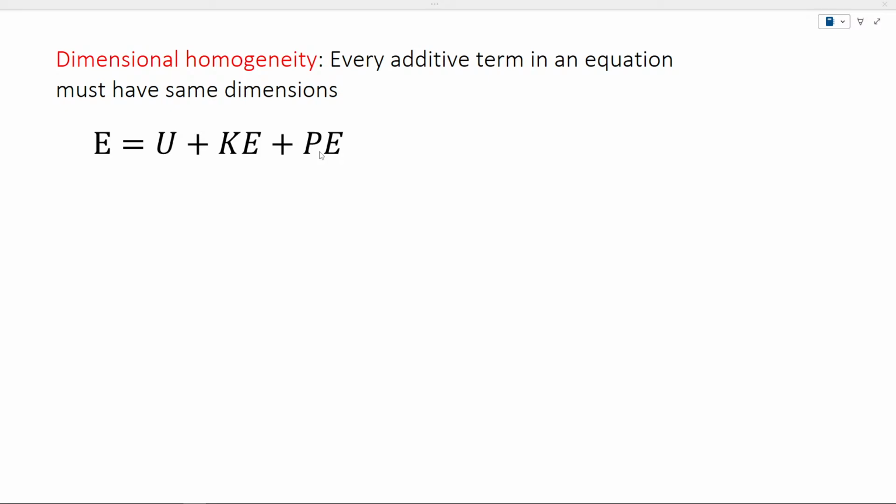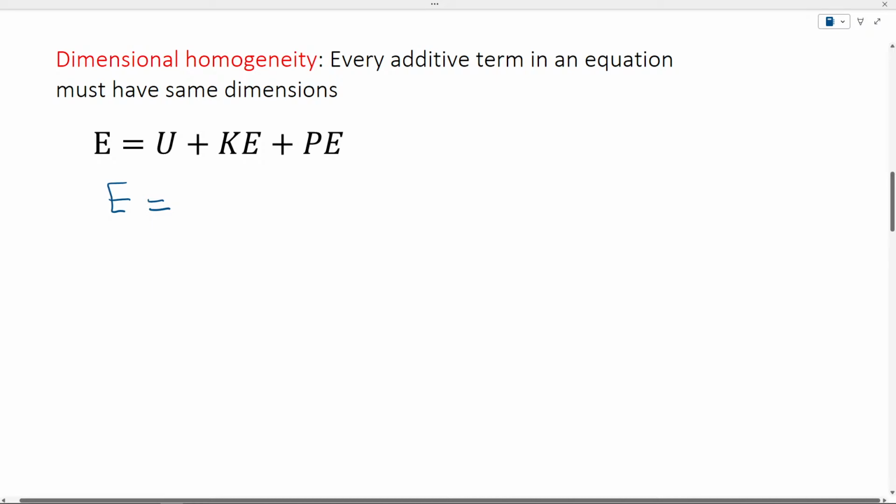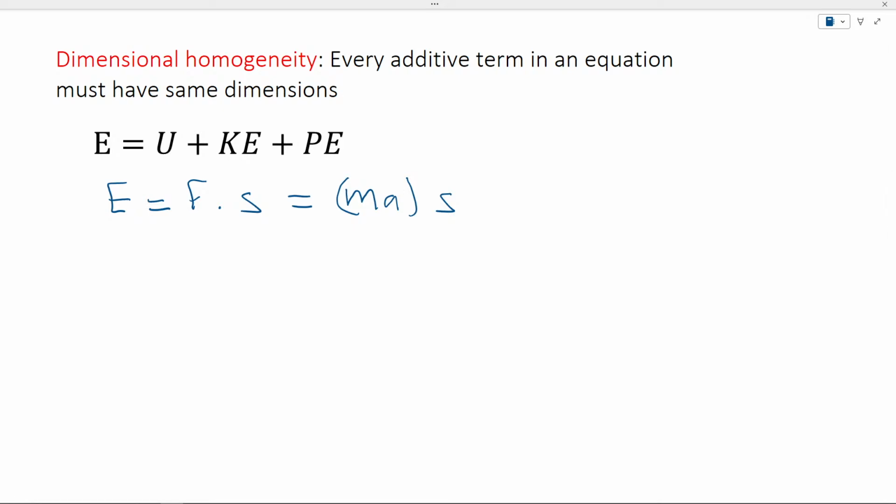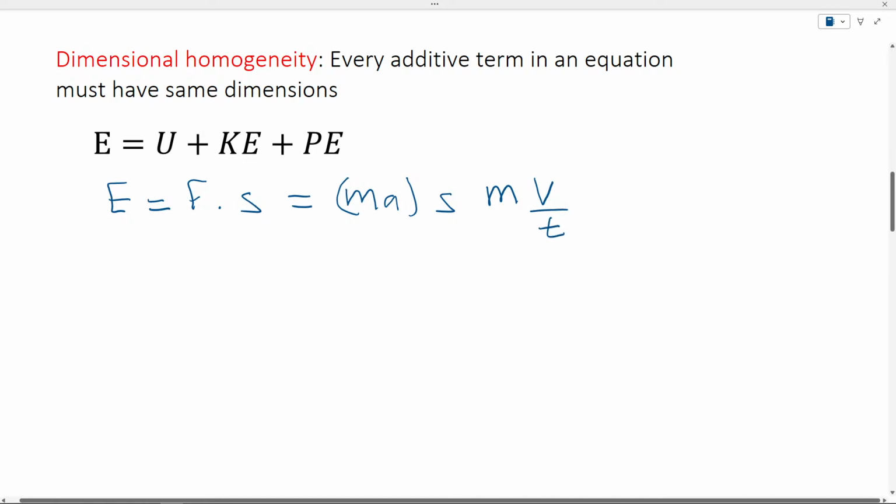We did this before, but let's do it again. If you remember from last class, what is energy? Energy is force times distance. And what is force? That's mass times acceleration, times distance. And acceleration you can also express as velocity over time. All these things are equivalent.